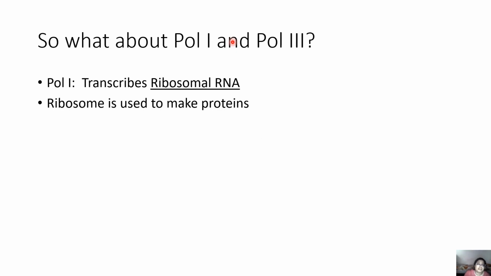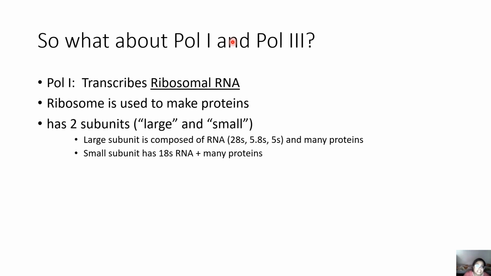Now, what about polymerase 1 and polymerase 2? Polymerase 1 transcribes ribosomal RNA. The ribosome is used to make proteins and has two subunits, large and small. The large subunit is composed of 28S, 5.8S, 5S RNA and many proteins.